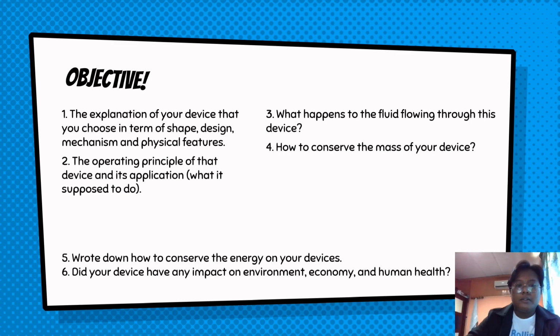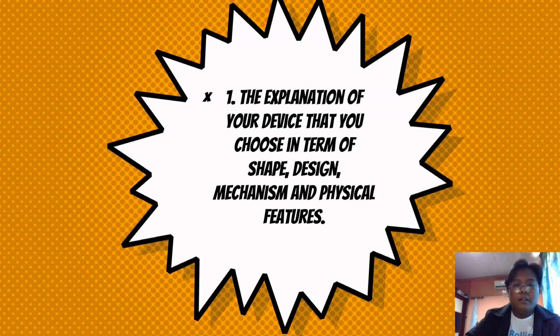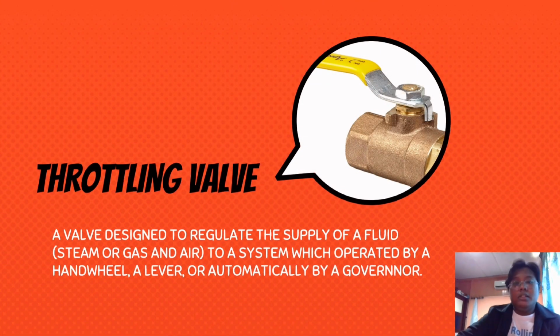Next. The first objective is the explanation of the device in terms of shape, design, mechanism, and physical features. Our device is a throttle valve. A throttle valve is a valve designed to regulate the supply of a fluid, which is steam, gas, or air, to a system, operated by a hand wheel, a lever, or automatically by a governor.